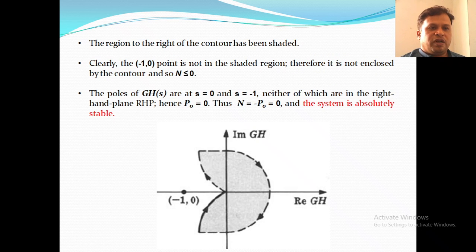The region to the right of the contour has been shaded. If you see this one, the region is shaded here. Clearly the minus 1, 0 point is not in the shaded region. Therefore it is not enclosed by the contour. So N is less than or equal to 0. The poles of G into H of s are at s equal to 0 and s equal to minus 1, neither of which is in the right half plane. Hence P0 is equal to 0. Thus N is equal to minus P0, that is equal to 0. And the system is absolutely stable if this point is not coming into this region.